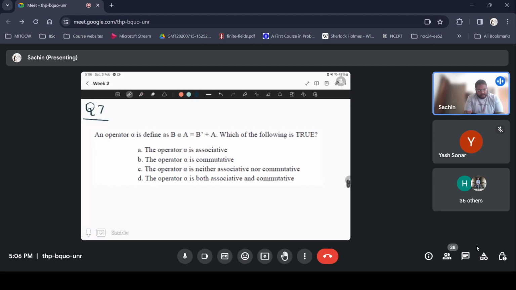I'll give you 2 minutes to try this yourself. Try it out, it's not very difficult. If you don't know how to do it, at least you can think of intuitively what do you think? What will happen? Is it associative or is it commutative, or is it not any of those things? I'll give you 2 minutes. Think about it.